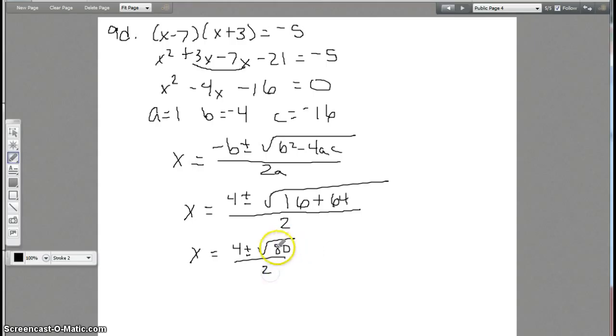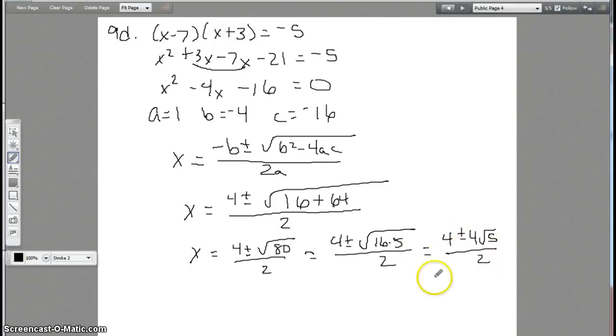All over 2. 80 has a square factor. We can write 80 as 16 times 5. So this is 4 plus or minus the square root of 16 times 5, all over 2. That becomes 4 plus or minus 4 root 5 over 2. And now we can divide everything by 2 to get x equals 2 plus or minus 2 root 5. And that's our answer for number 9, part D, which is just like number 16 that I assigned as homework.